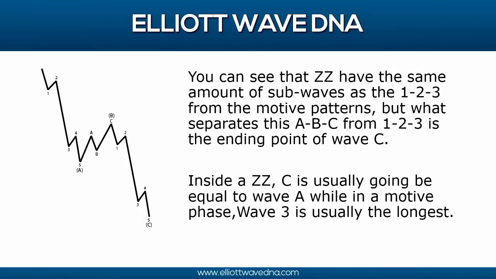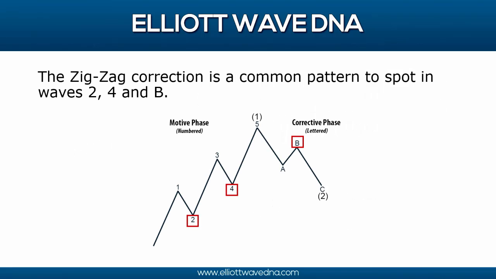You can see that zigzag have the same amount of subwaves as the 1-2-3 from the motive patterns, but what separates this ABC from 1-2-3 is the ending point of wave C. Inside the zigzag, C is usually going to be equal to wave A, while in a motive phase, wave 3 is usually the longest. The zigzag correction is a common pattern to spot in waves 2, 4, and B.